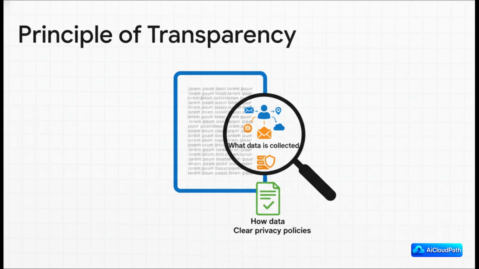If you look at all these different frameworks, there's one core idea that runs through all of them: transparency. Organizations have a duty to be totally upfront and clear with people. You have to tell them what data you're collecting, you have to explain how you're using it, and you've got to put it all in a privacy policy that people can actually understand. It's really a cornerstone of doing things right.